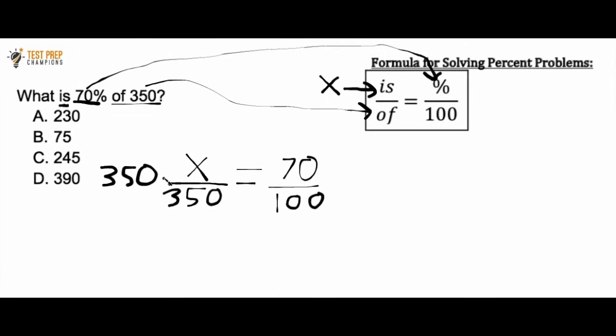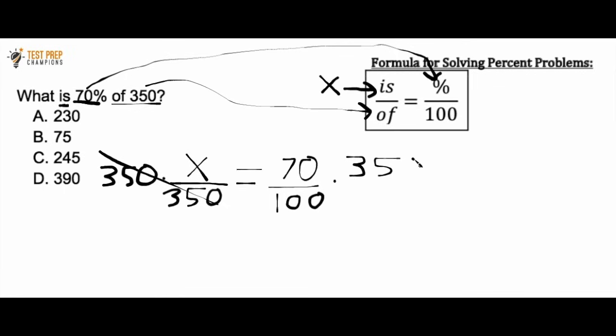Now, why would I do that? Well, watch this. If I have 350 divided by 350, that's going to equal 1. 1 times x is just x. So I've effectively got the x by itself on the left-hand side. But whatever I do to one side, I also have to do to the other side.